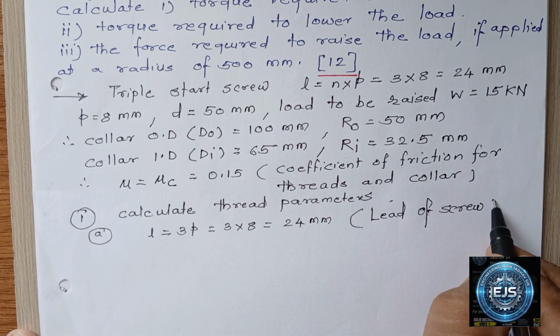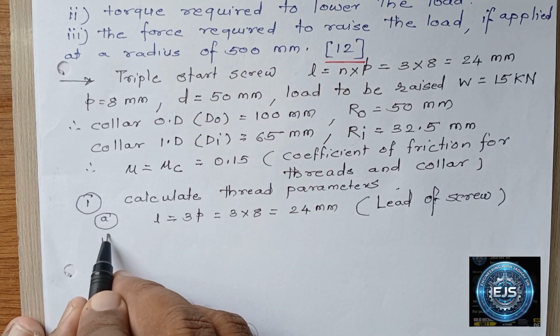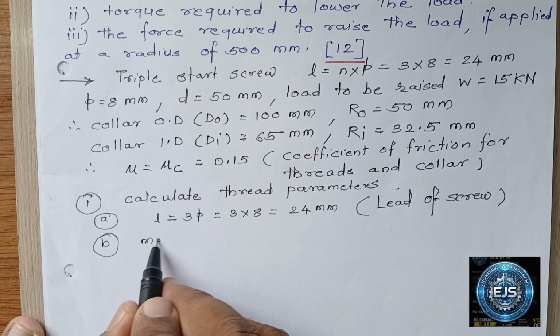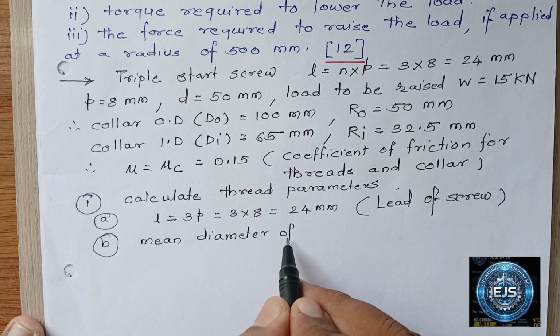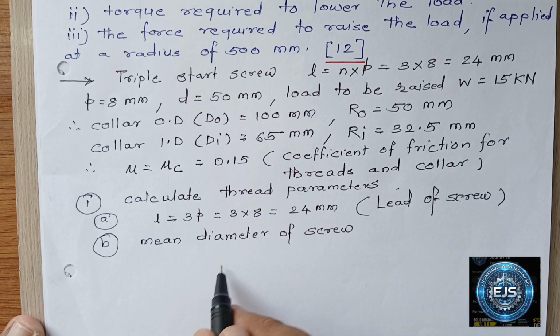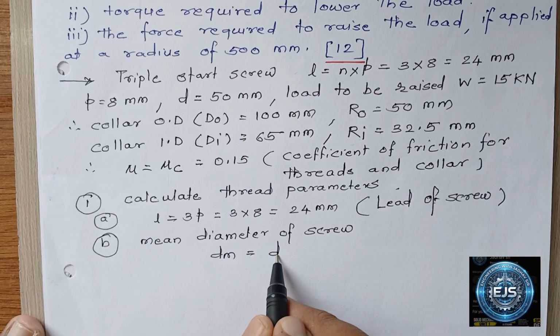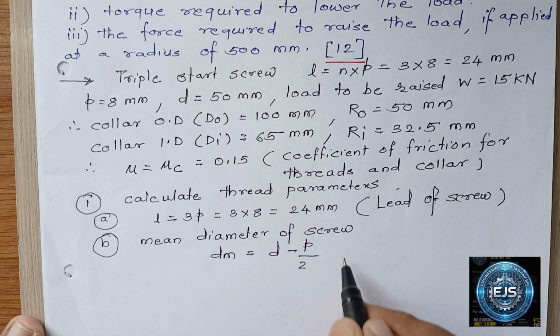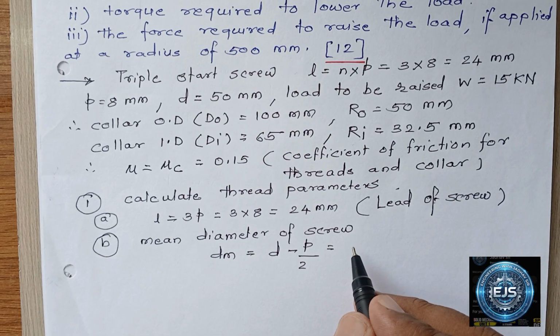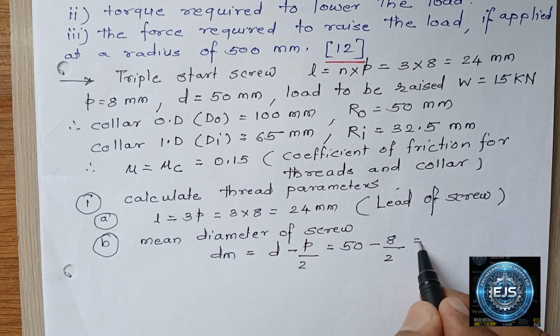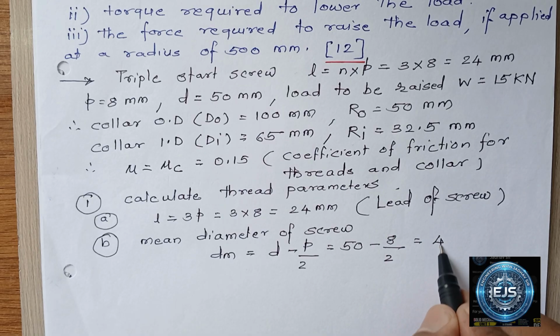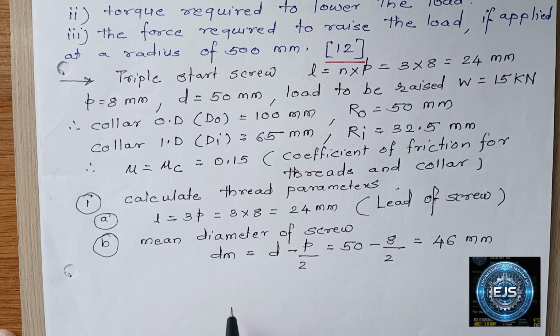24 mm. Then we have to calculate the mean diameter. So mean diameter of the screw, that is DM. Mean diameter of the screw is calculated as nominal diameter minus pitch by 2. Nominal diameter is given in the problem 50 mm. 50 minus 8 mm is the pitch, so 8 by 2. 50 minus 4 is 46 mm, the mean diameter of the screw for this problem. Therefore mean radius of the screw is dm by 2, that is 46 by 2, that is 23 mm.